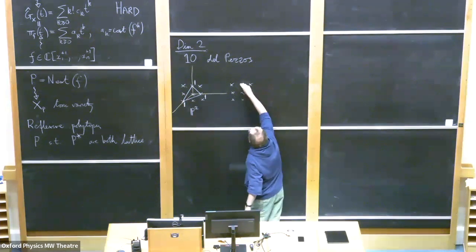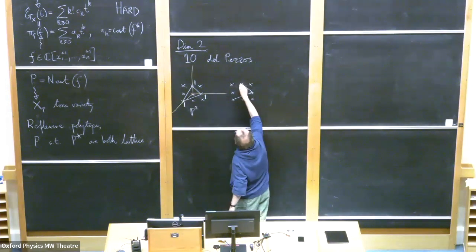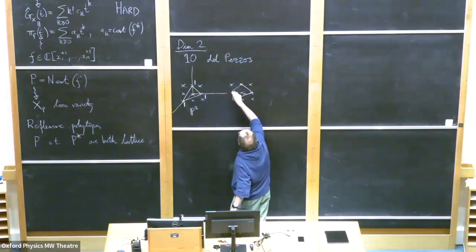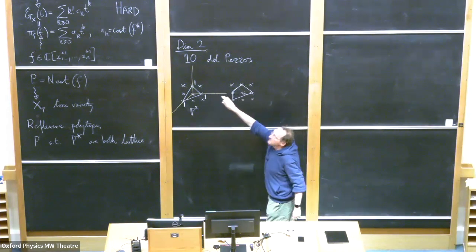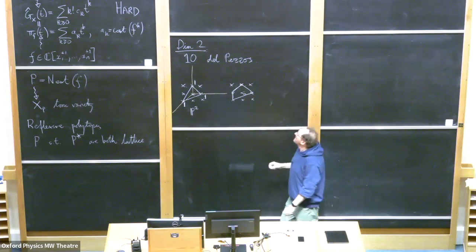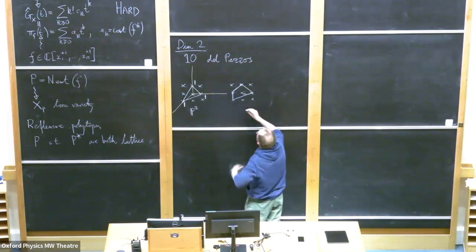The other two patches are unchanged, and this patch basically splits into two patches. So in essence, I've done a blow-up here. Okay, so this looks good. It's still a smooth toric Fano variety.